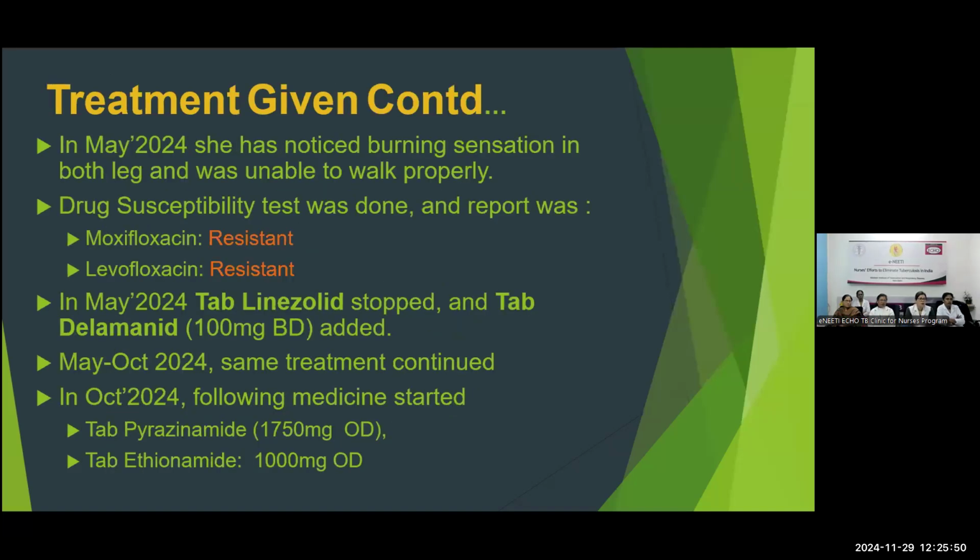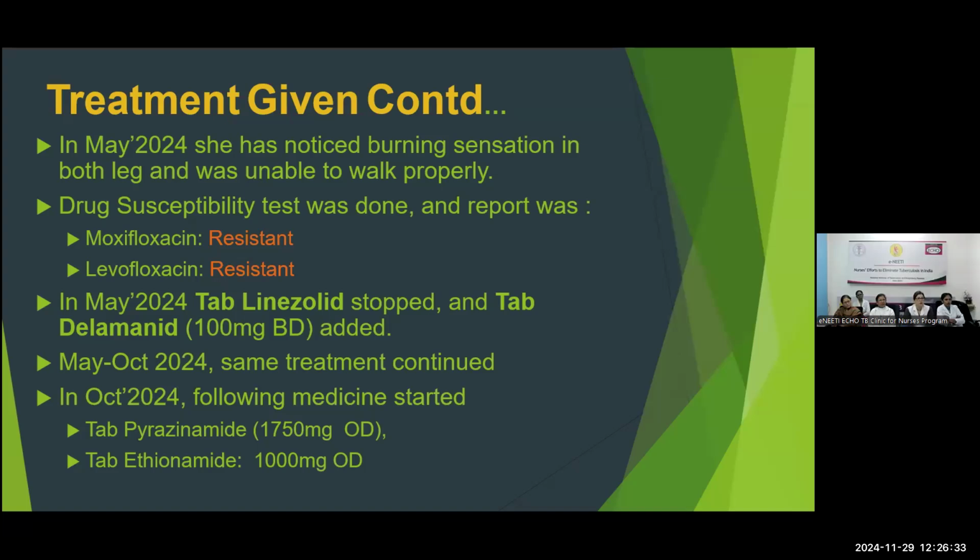She started the medicine in April 2024. Then in May 2024, after completion of 1 month, she noticed a burning sensation in both legs again, and she was unable to walk properly. A drug susceptibility test was done, and the report showed moxifloxacin and levofloxacin resistance. In May 2024, tablet linezolid was stopped and tablet delamanid was added due to tingling and numbness in the lower limbs. From May to October 2024, for 3 months, the same treatment was continued.